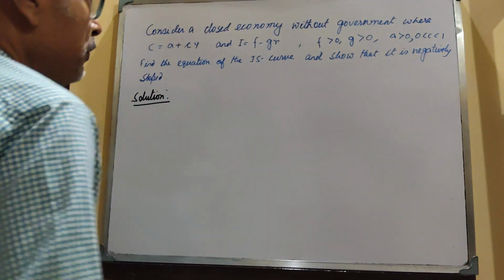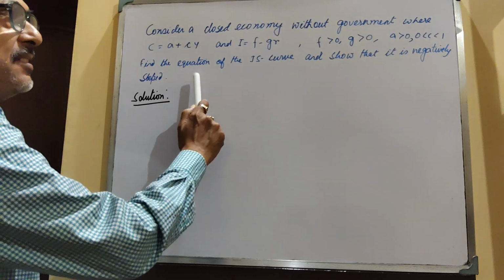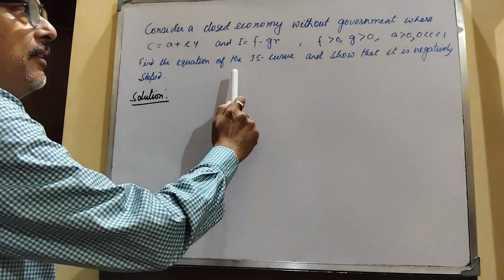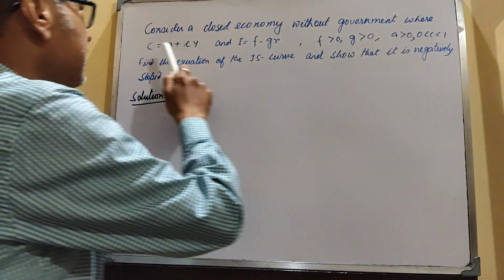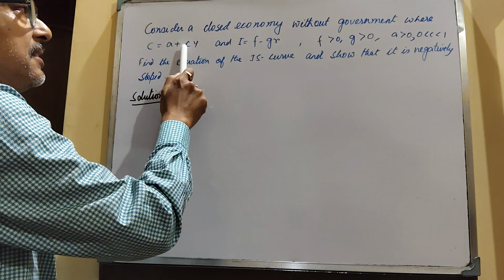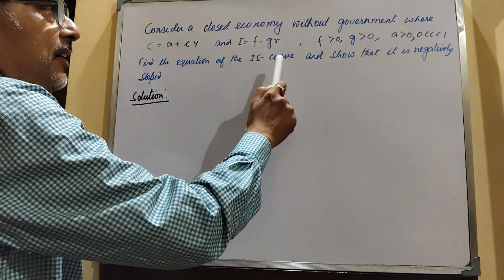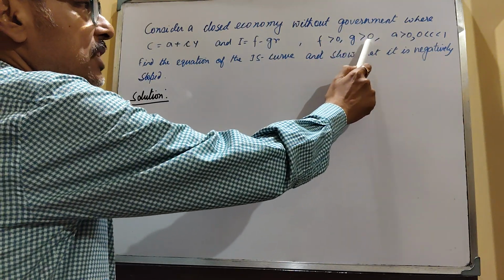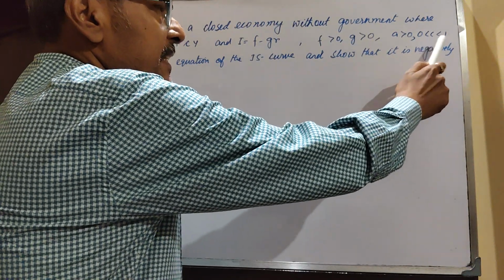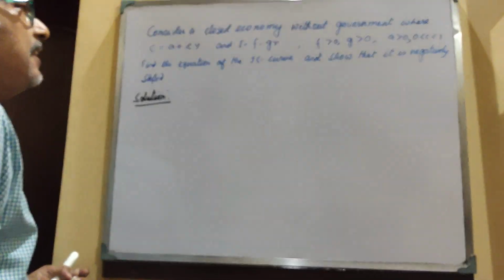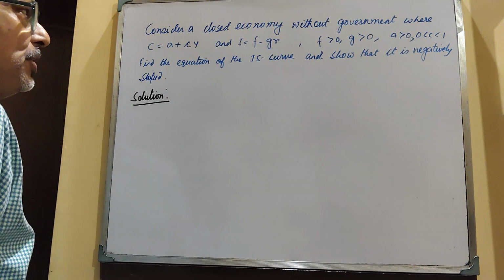Hello, in this video we want to solve this question. This question is from macroeconomics and the topic is the ISLM model. Consider a closed economy without government where C equals A plus small c Y and I equals F minus G r, where F greater than 0, G greater than 0, A greater than 0, and 0 less than small c less than 1. Find the equation of the IS curve. Show that it is negatively sloped.